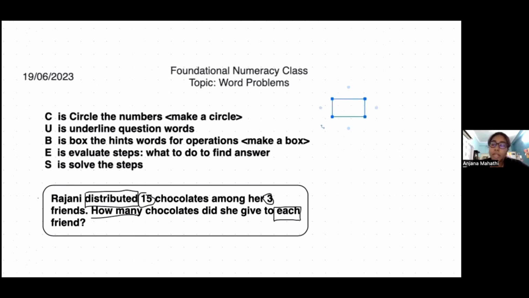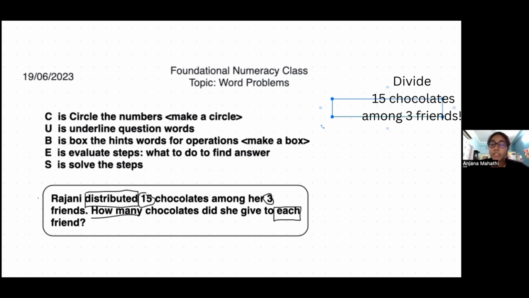So let me look at the circled numbers again, students, to find out which numbers I have to divide. I can see that there are 15 chocolates and I can also see that there are 3 friends. The question is telling me that Rajini distributed 15 chocolates among her 3 friends. So it is telling me that I have to divide 15 chocolates among 3 friends.